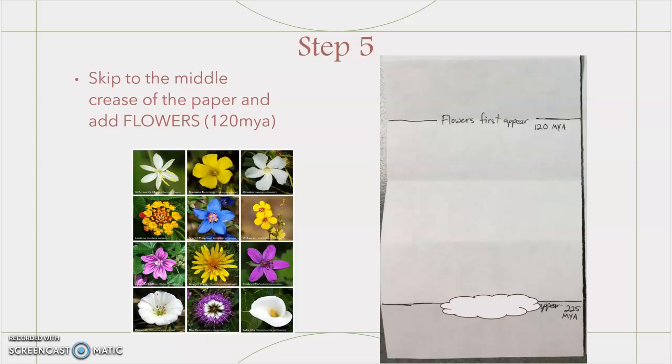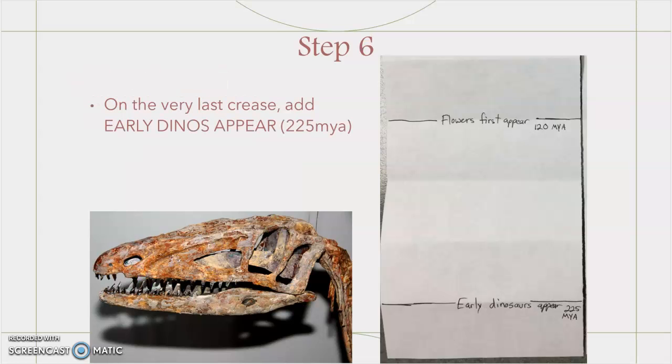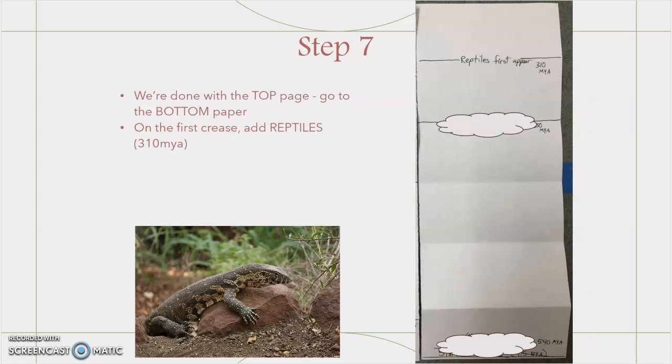Now we're going to go down to the middle of that top piece of paper, down to the middle crease. And you're going to add flowers first appeared 120 million years ago. On the last fold, you are going to put early dinosaurs appear at 225 million years ago. All right, so set that top part aside and put the bottom half of your paper in front of you and follow these next directions.